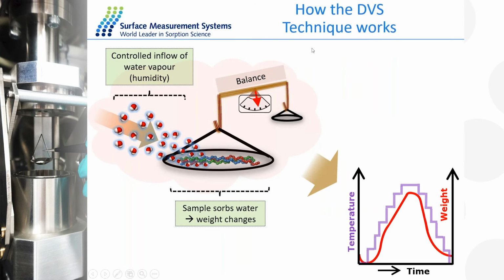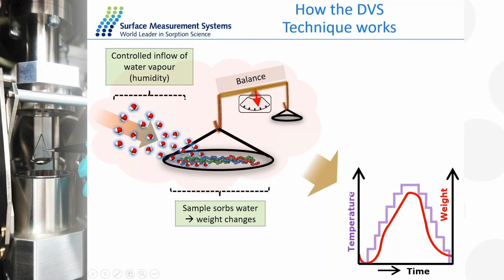So here we have an example of what's happening in the DVS. A DVS is a gravimetric technique. It's continuously measuring the mass of your sample. So in the system, we have a balance. We have a reference pan and we have a sample pan. Our reference pan stays empty, and our sample pan has the sample that we wish to measure. And what we do is we introduce some molecules, in this case, water molecules, into the system. And as a result, this is what we obtain.